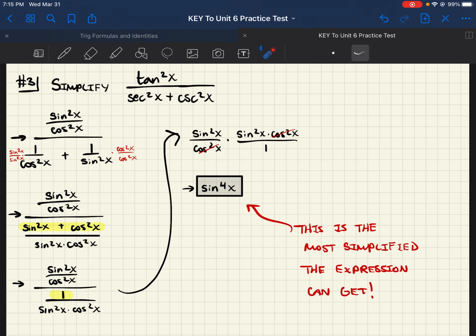Remember that when simplifying trig expressions, the goal, if possible, is to get it to simplify down to either one trig function or a constant. Okay, and we did that. We have one trig function, sine to the 4th.